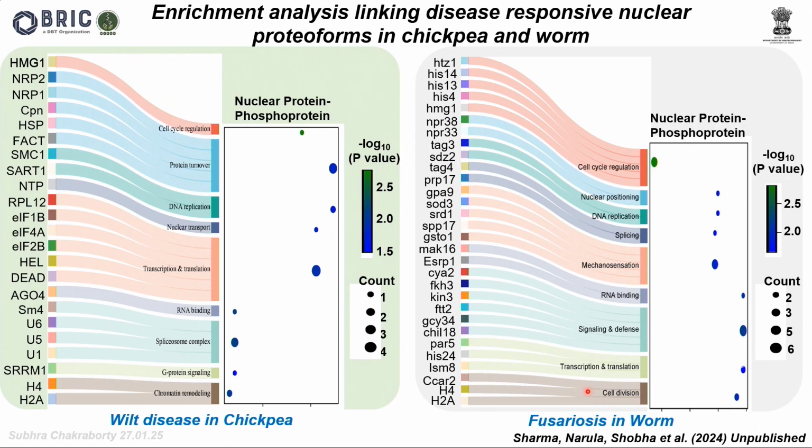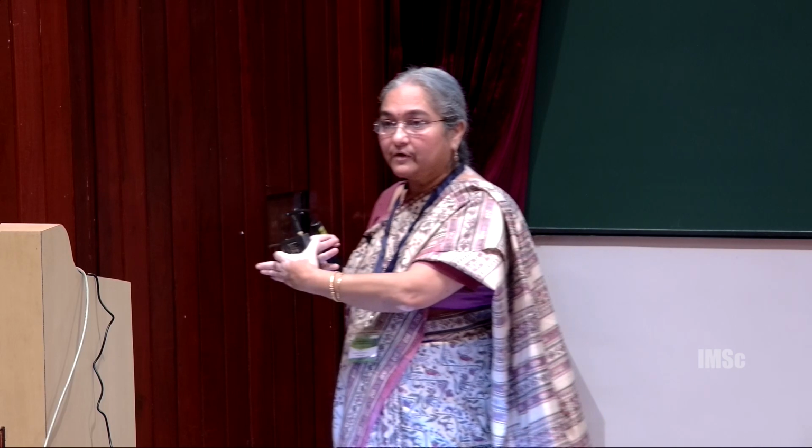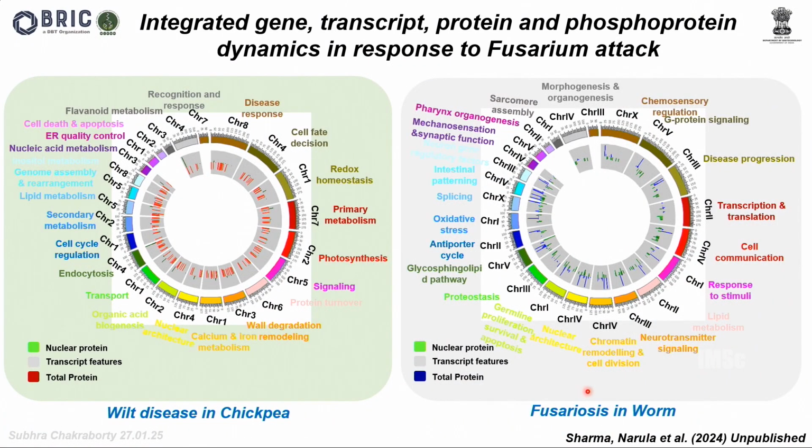From this data we went ahead and tried to integrate all the genome data, transcriptome data, proteome data, phosphoproteome data and metabolite data. If you follow this circle, the outermost block represents what is happening at the genome level. Within this, the ash gray color represents the transcriptome changes. Within this, the red color is the proteome change, and the green color is the metabolite changes that are happening.